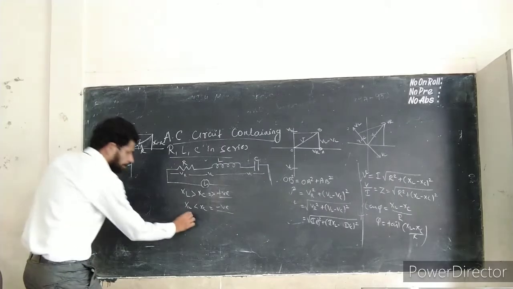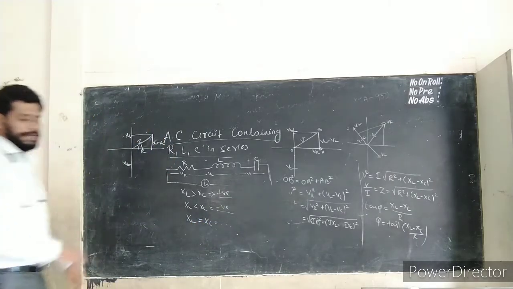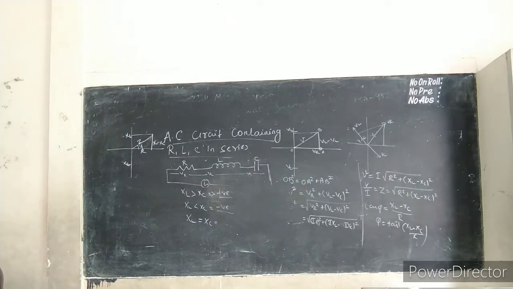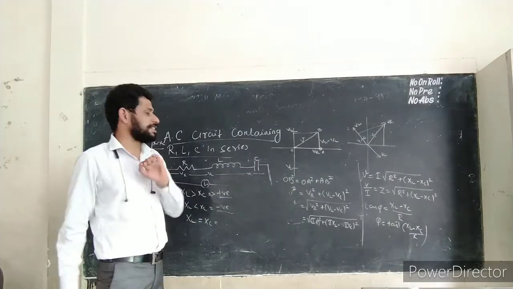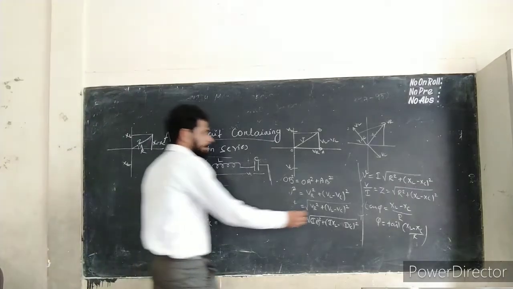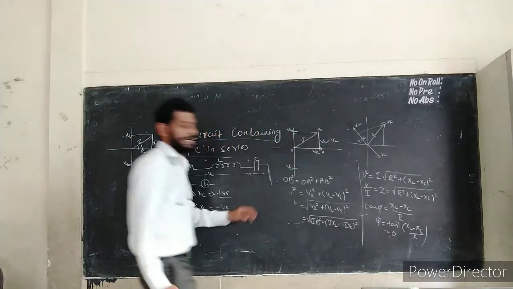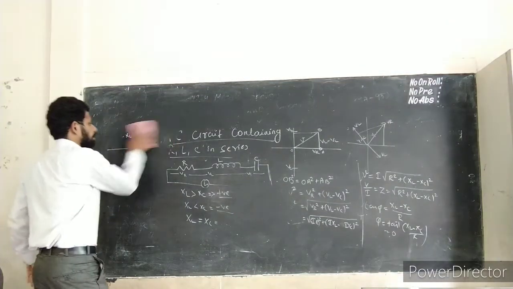Suppose XL will be equal to XC. Then what will happen? Then there is a 0. It will become 0. The phase angle will be 0. Both are in phase, because there is only one resistance, the resistor. So these will be equal, so it will become 0. And the current and the voltage will be in phase.